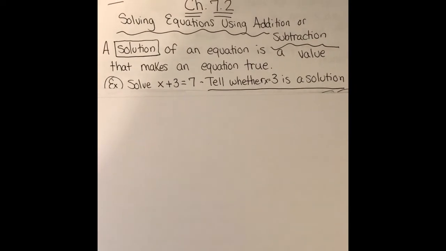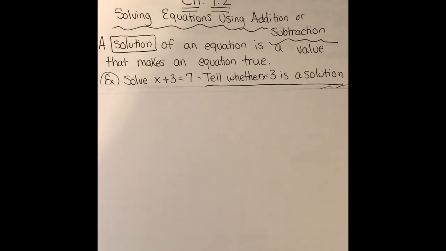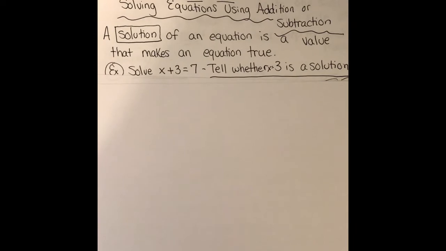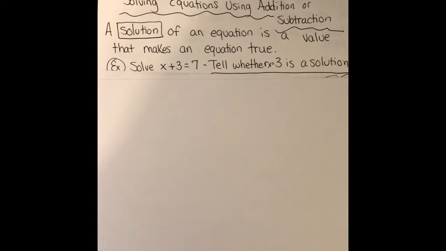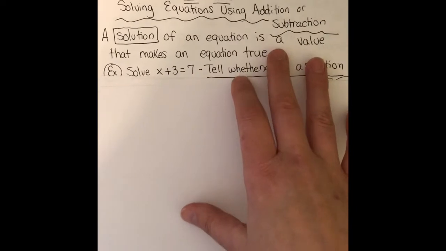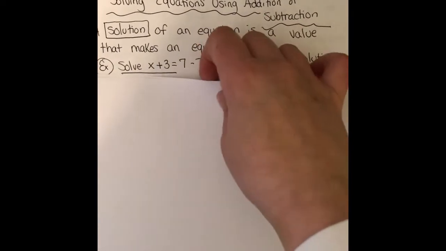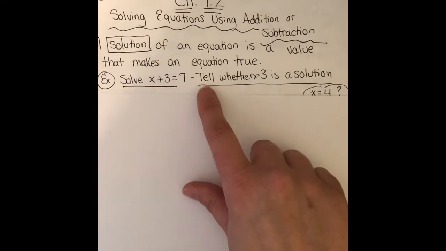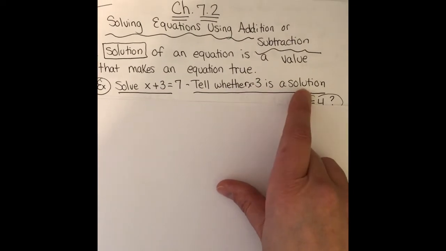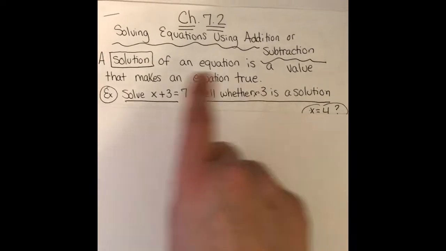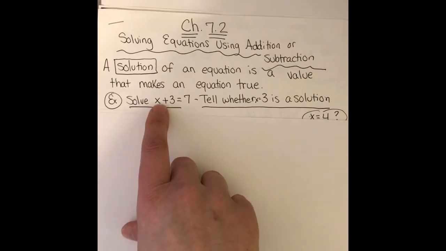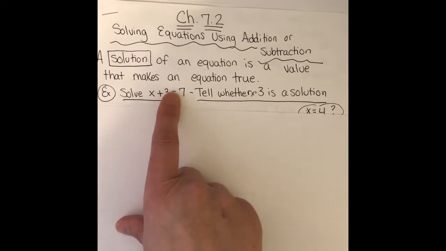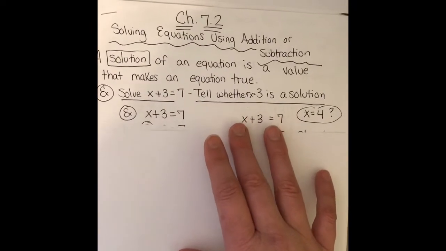So a solution of an equation is a value that makes an equation true. So you might see a direction that says find the solution or tell whether a certain number is a solution or not. So here's just an example. Solve. Here's the equation, x plus 3 equals 7. And tell whether x equals 3 is a solution. So what they want you to do is plug in 3 where x is, and then solve it, and see if you get the same answer on each side of the equal sign.